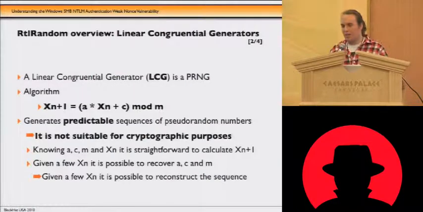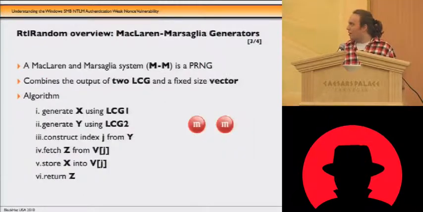So I said that an M&M system uses 2 LCGs. LCGs are linear congruential generators. These functions are good for statistical randomness and for simulation, but they are not suitable for cryptographic purposes because they generate a predictable sequence of numbers. Well, M&M is the form of the RtlRandom function. That's the algorithm for creating the sequence of numbers. It was proposed around 1956, and the authors wanted to improve the statistical randomness of the LCGs.